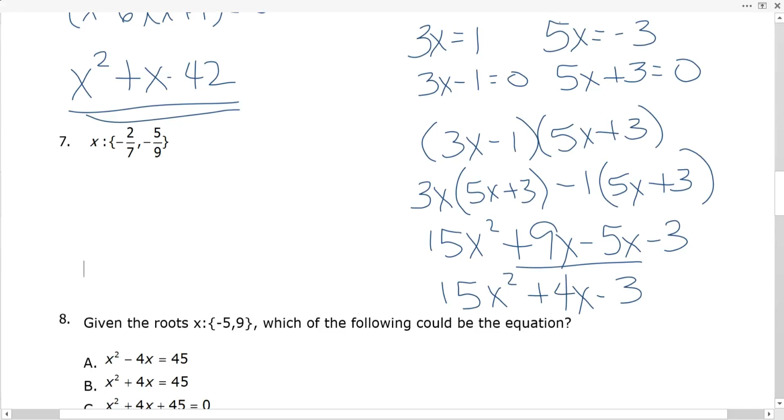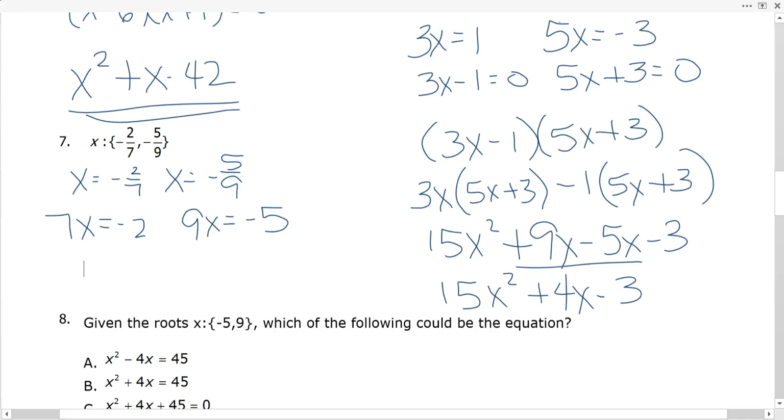And then number 7, we have the roots and their fractions again. So we're going to end up with our coefficient on x being not 1. So x equals negative 2 over 7, x equals negative 5 over 9. I'm going to multiply both sides by 7 in this case. 7x equals negative 2. I'm going to multiply my other one times 9. So I'm going to have 9x equals negative 5.